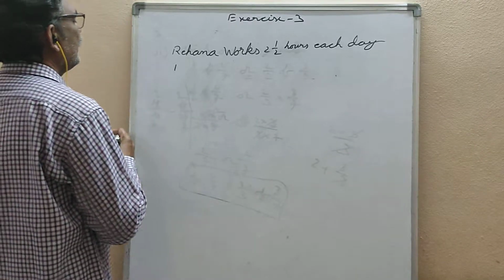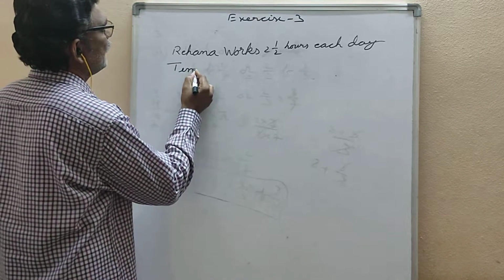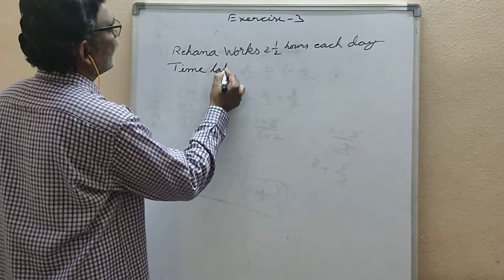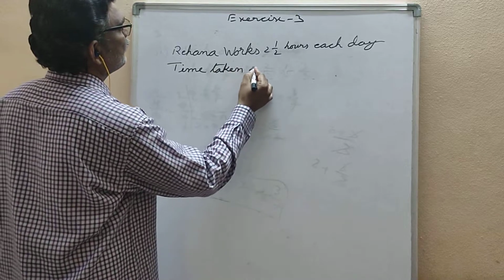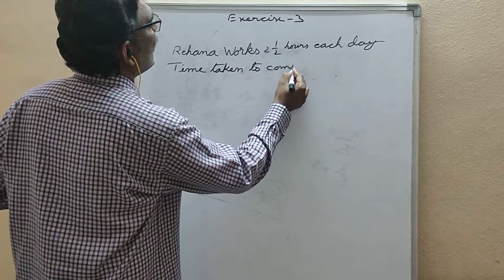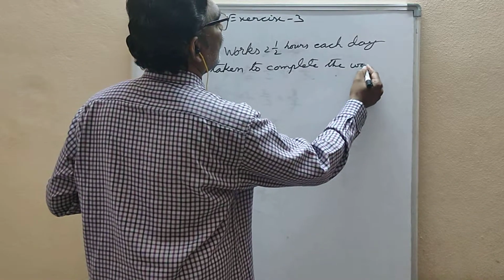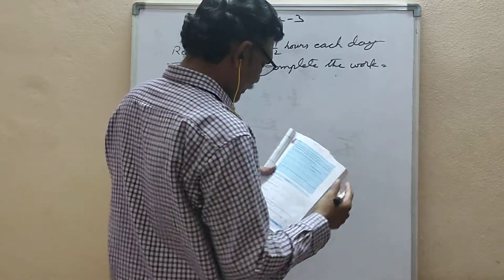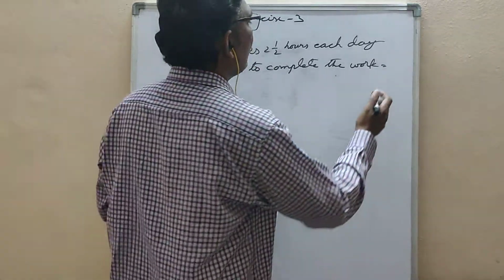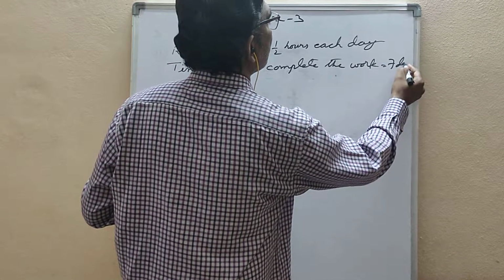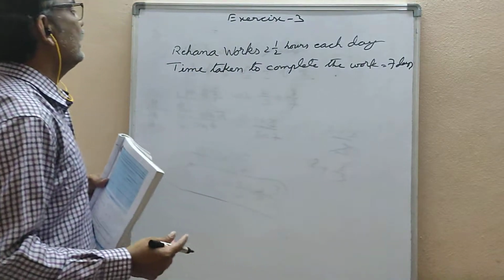Time taken to complete the work. How many days did she take here? 7 days. 7 days. Okay.